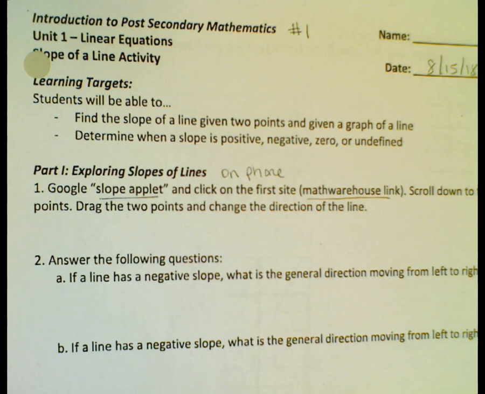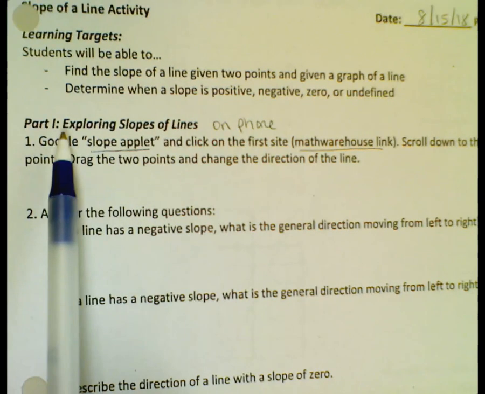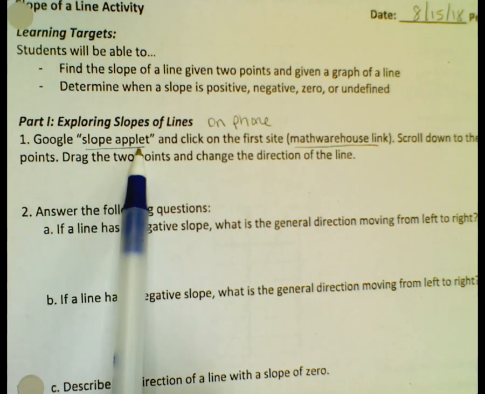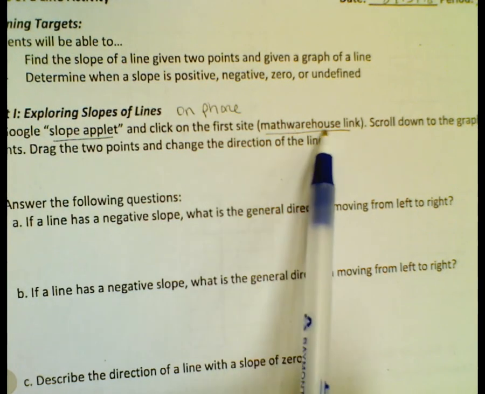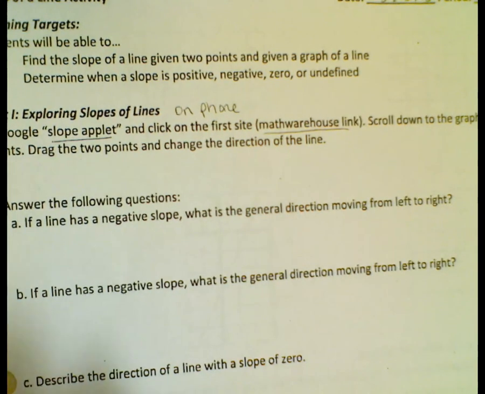All right, so it says right here, learning targets. Find the slope of a line given 2 points in a given graph of a line. Determine when a slope is positive, negative, 0, or undefined. So it says part 1 right here. See right here? You're going to Google slope applet and click on the first site, Math House Warehouse. Okay, you can do it right on your phone or an app.